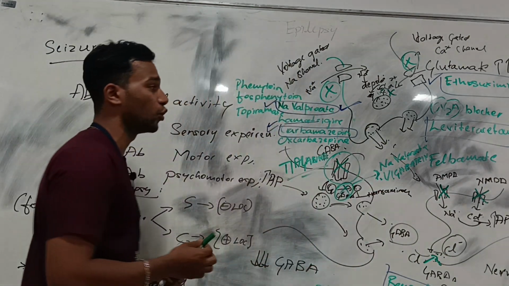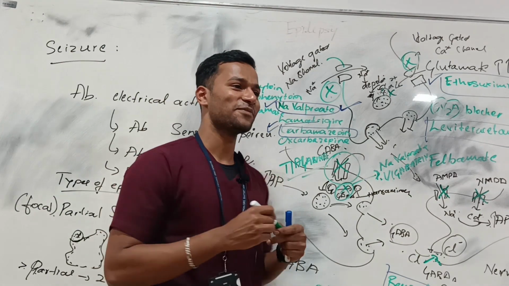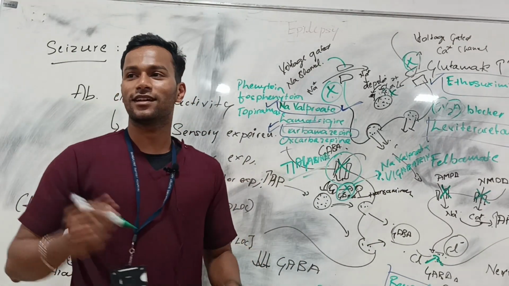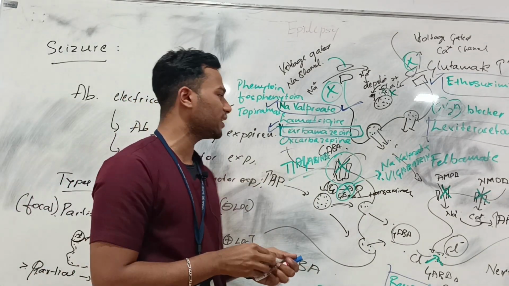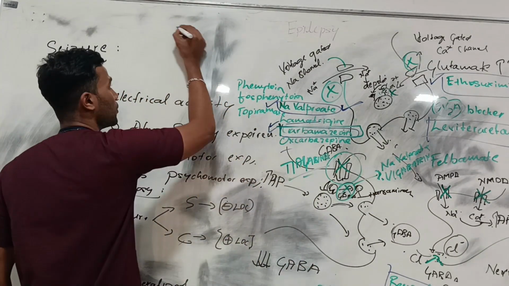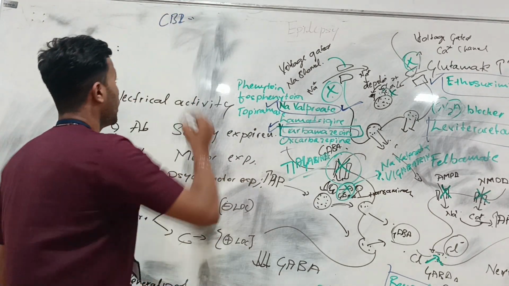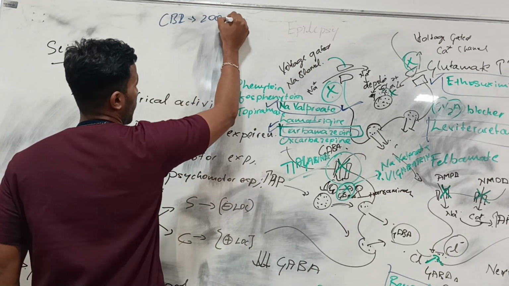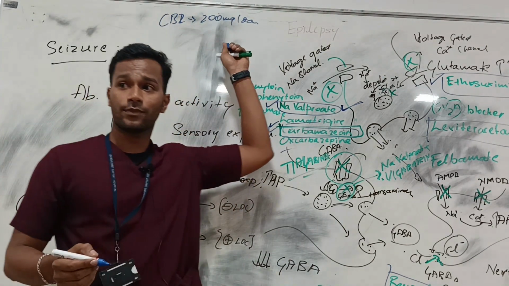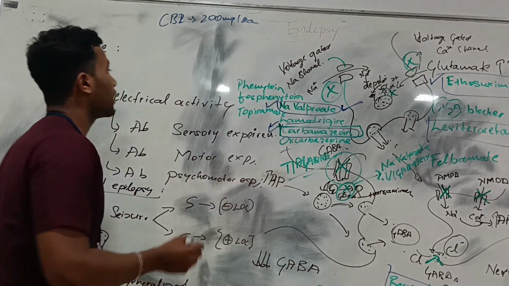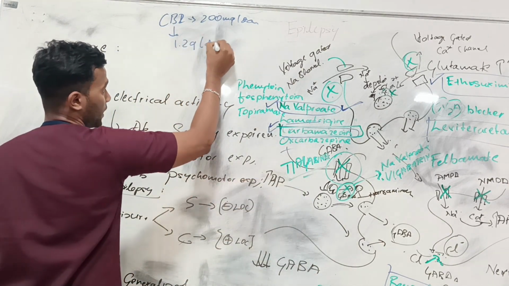Now I'll come to the dosing. Carbamazepine is one important drug which we use. The usual dose which we give is 200 mg per day. In case of children it is 100 mg per day. It can be given up to 1.2 grams per day.